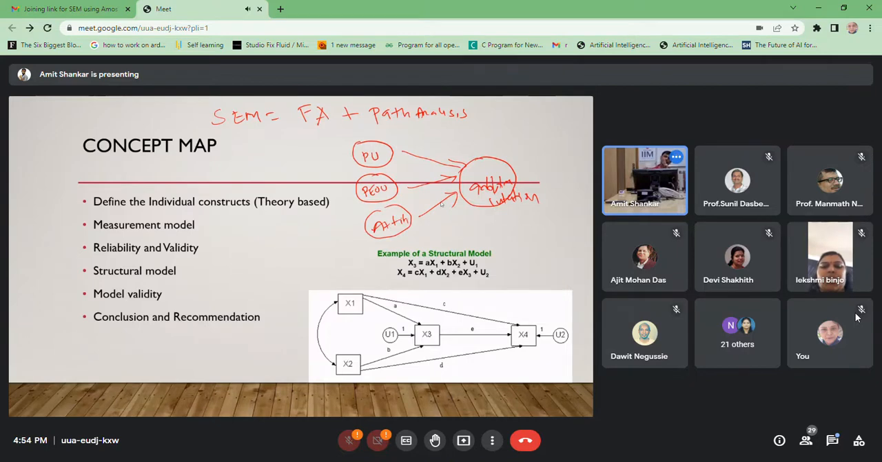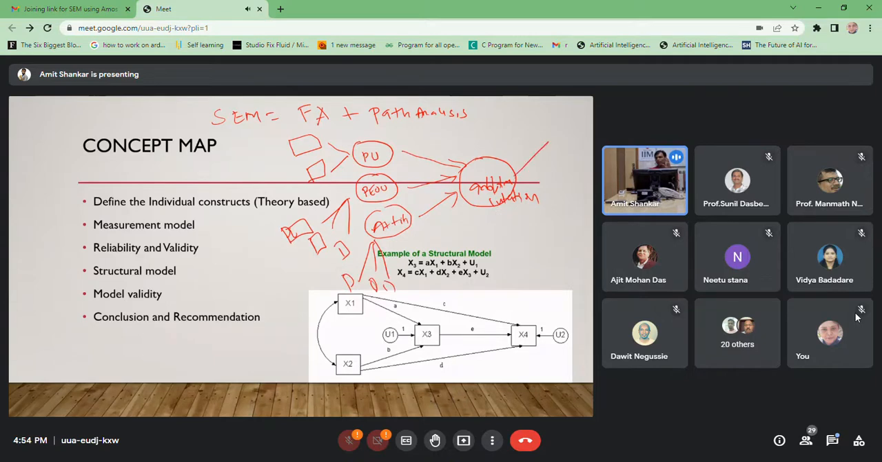First, you have to measure PU, PEOU, and attitude. So what you will do, you will ask some questions. I have asked two questions to measure perceived usefulness, three questions to measure PEOU, and three questions to measure attitude. That we call a survey document. So for measuring each variable, I will ask certain questions which we call items, right? So I will have certain items to measure that particular variable. For perceived usefulness, I will have two or three items, whatever it is.